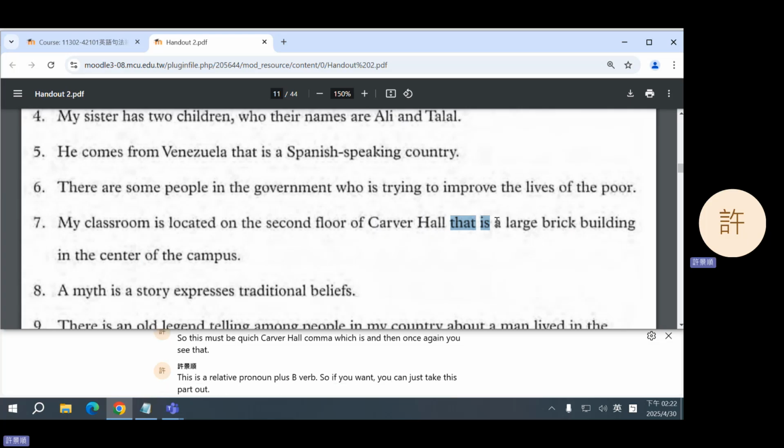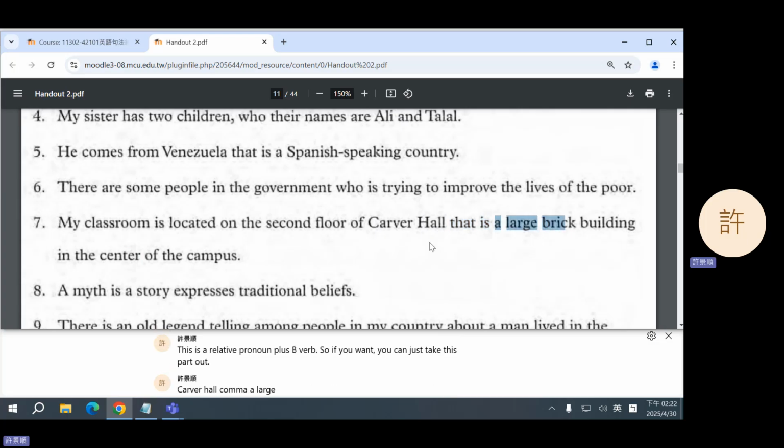Carver Hall, comma, a large brick building. And the comma becomes an appositive comma. The thing before the comma is the same as the thing after the comma. Carver Hall is a large brick building. A large brick building is Carver Hall. We're talking about the same thing. Good job.